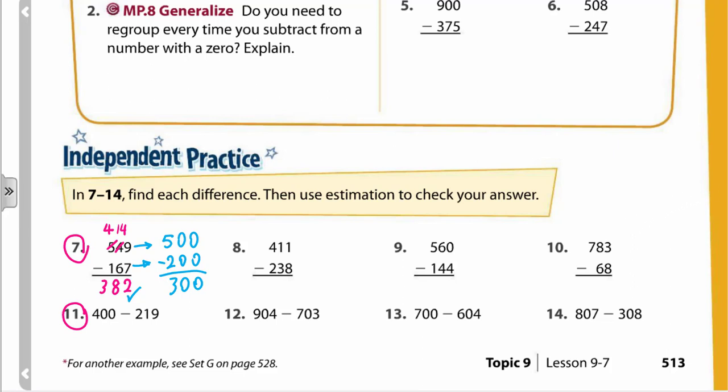And let's move to the next one. We will solve question number 11. And as you know, it's better for us to write it vertically. So I will write the numbers here. 400 minus 219. This is question number 11. And we can do the same as all other questions.